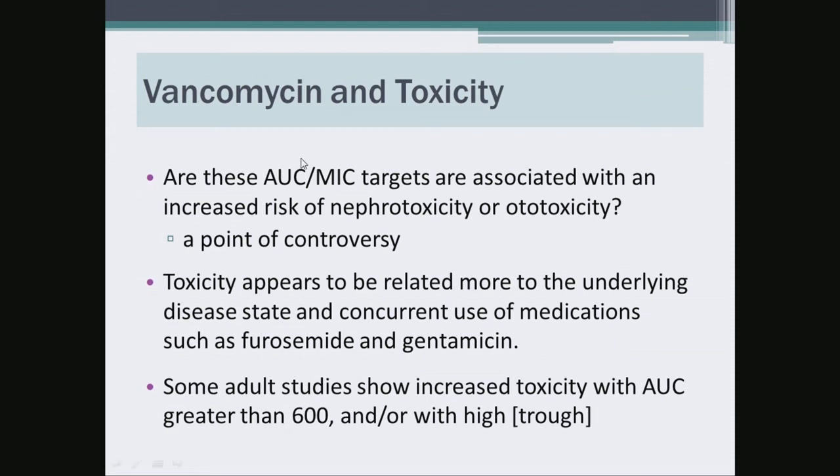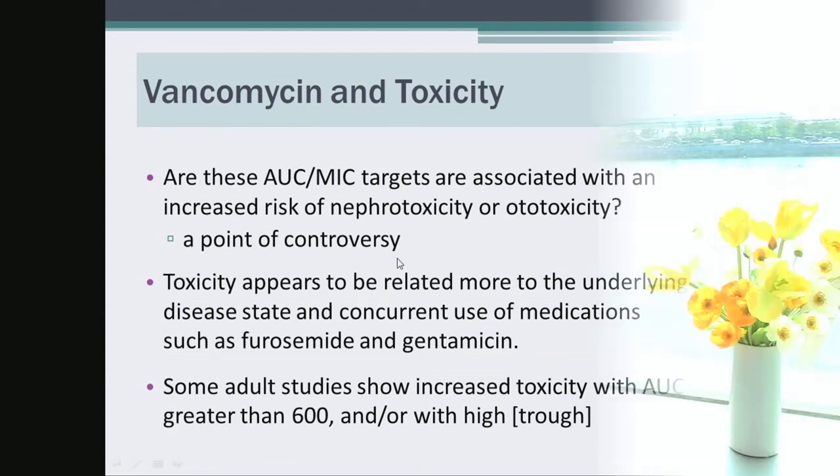But are these AUC-MIC targets associated with an increased risk of nephrotoxicity or ototoxicity? We don't think so, but we don't know. The toxicity appears to be related more to underlying disease state and the concurrent use of medications such as furosemide and gentamicin. Some adult studies show an increased toxicity with an AUC greater than 600 and/or with higher trough concentrations.